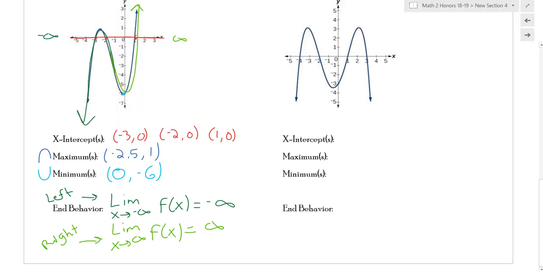Looking at our x-intercepts first, it's across this line. I see one here at negative 4, 0. Here at negative 2, 0. Here at 1, 0. And here at 3, 0.